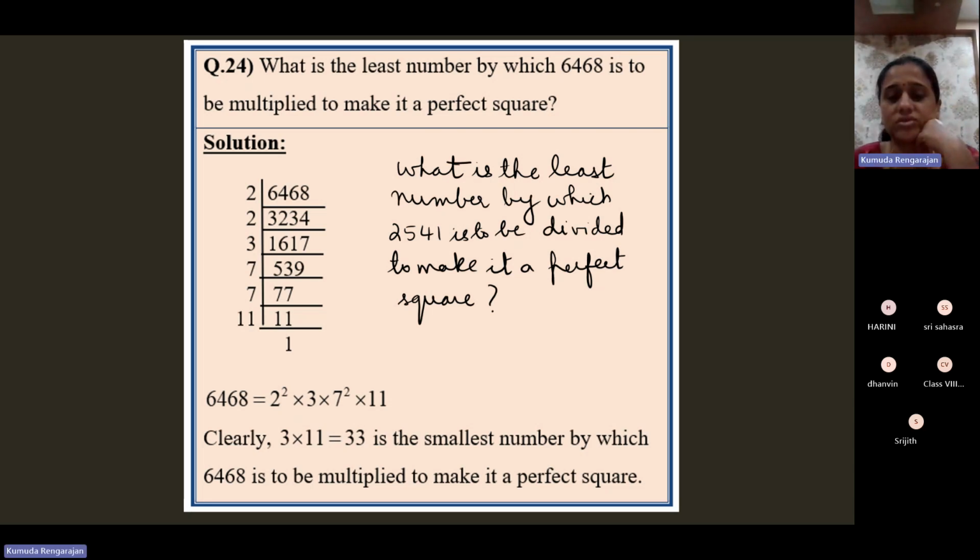This is the next question, children. What is the least number by which 2541 is to be divided to make it a perfect square? So 2541 is not a perfect square. By what smallest number should it be divided so that the quotient is a perfect square? Repeat the same procedure. Work till here and let me know.